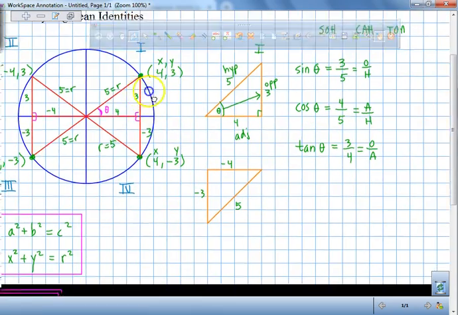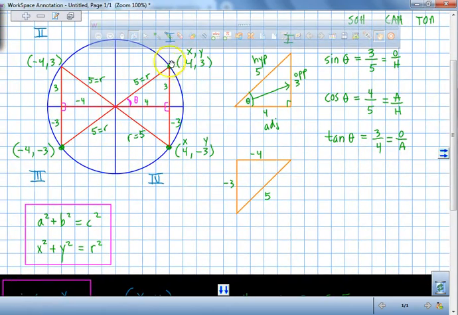Now look what we got as the tangent over here. Can you guys see the tangent is the same in quadrant 1 and quadrant 3? So guess what, the tangent will also be the same in quadrant 2 and quadrant 4. So tangents will be equal in 1 and 3 and also in 2 and 4. Sines will be equal in quadrants 1 and 2, and cosines will be equal in 2 and 3 because they'll still have the same x value, okay?